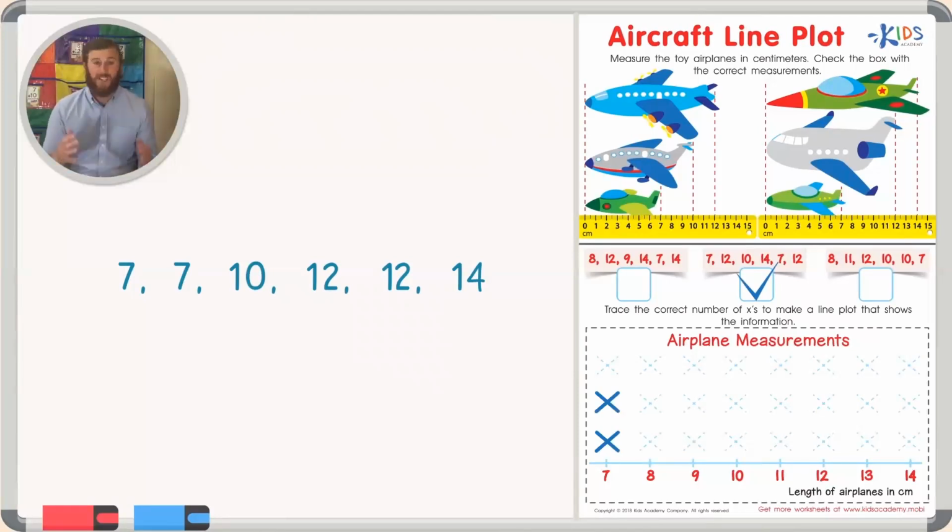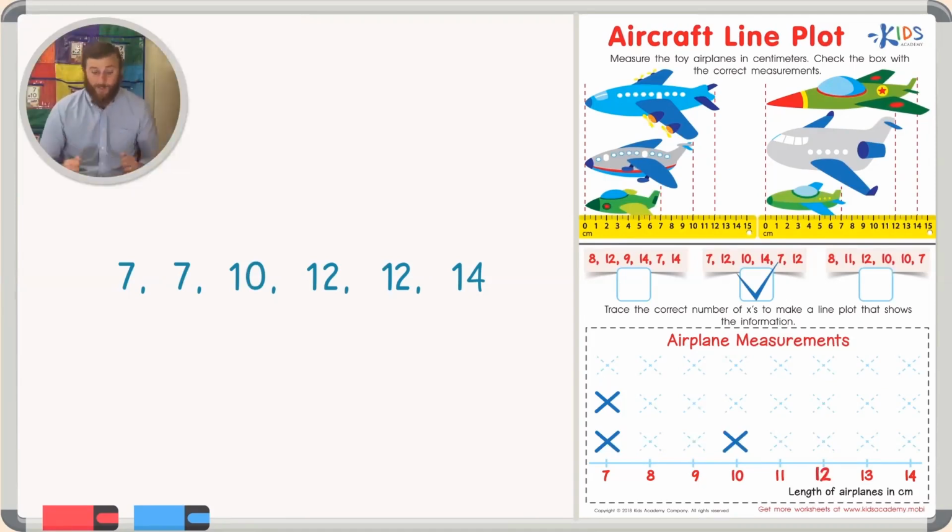The next number we come across is 8, except none of my toy airplanes were 8 centimeters long, so I'm going to go ahead and leave 8 blank. The same thing goes for 9. None of my toy airplanes were 9 centimeters long, so again, I'm not going to trace any X's because none of my airplanes were 9 centimeters long. What about 10 centimeters long? How many airplanes were 10 centimeters long? Just 1. So how many X's are there? Just 1. Let's go ahead and trace 1 X right above 10. How many airplanes were 11 centimeters long? None. So no X's under 11.